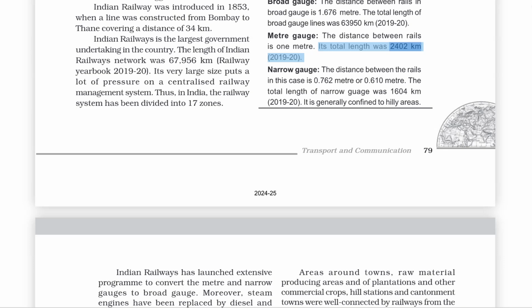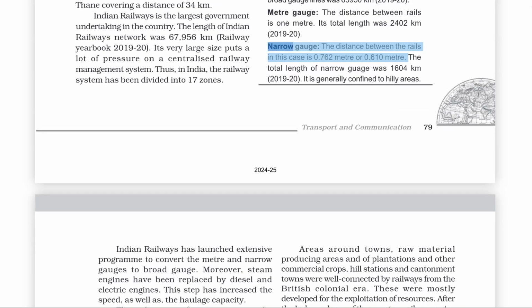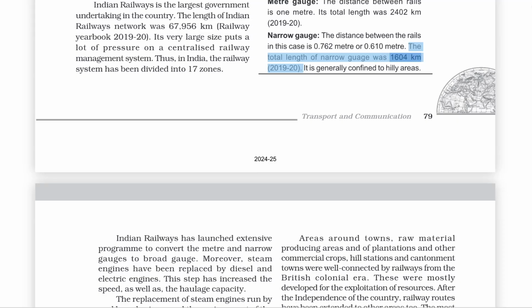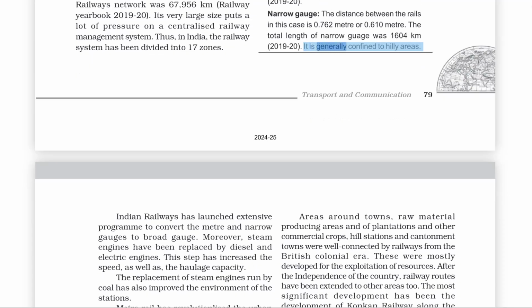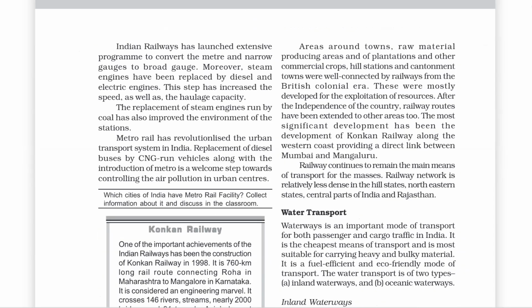Its total length was 2,402 kilometers 2019-20. Narrow gauge, the distance between the rails in this case is 0.762 meter or 0.610 meter. The total length of narrow gauge was 1,604 kilometers 2019-20. It is generally confined to hilly areas. Figure 7.6, River Navigation in the Northeast.